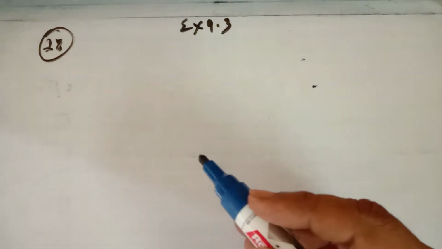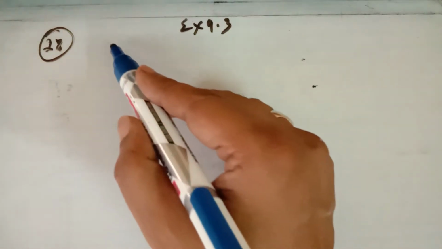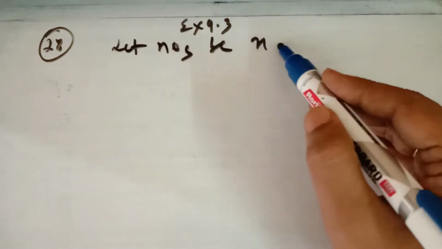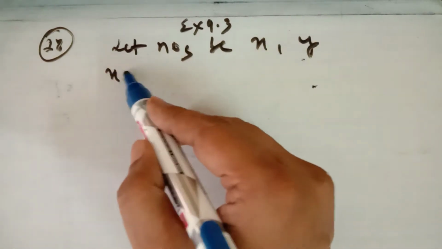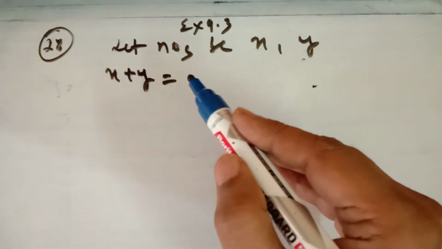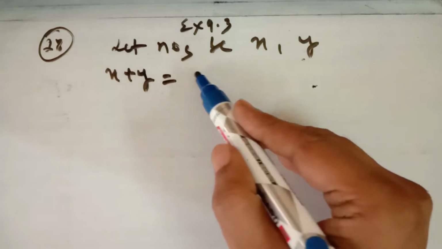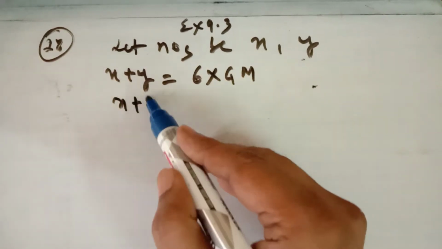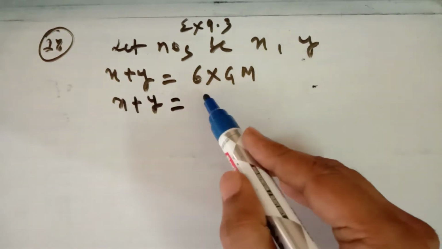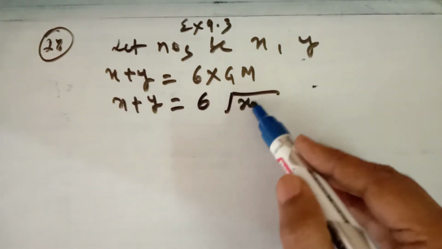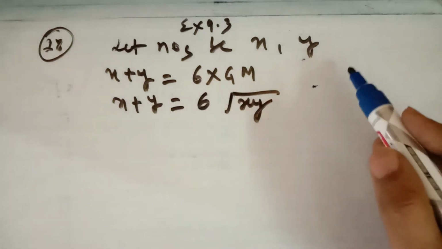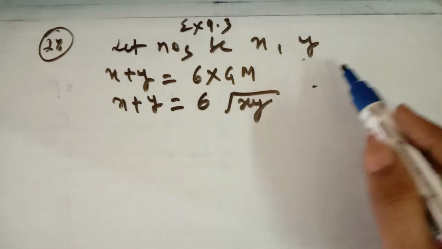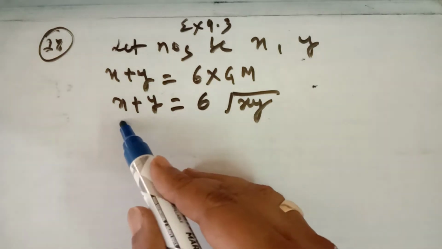The sum of the two numbers is 6 times the geometric mean. So let the numbers be x and y, and it is given that the sum of the two numbers is equal to 6 times its geometric mean. Now we know that if the two numbers are x and y, then the geometric mean is under root x into y. If you don't know it, you learn it. If x and y are the two numbers, then the geometric mean is the square root of the product of the two given numbers. Now see the arrangement.